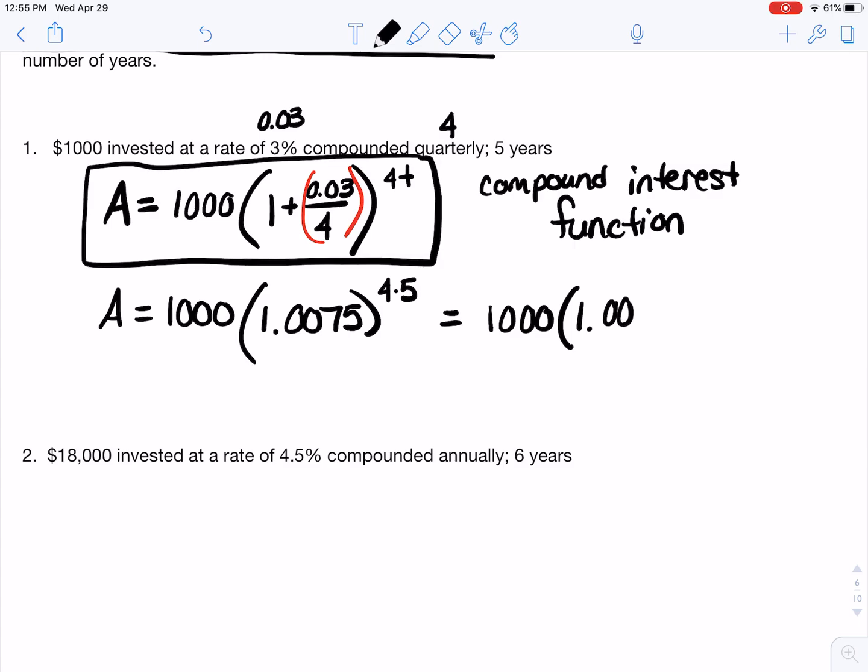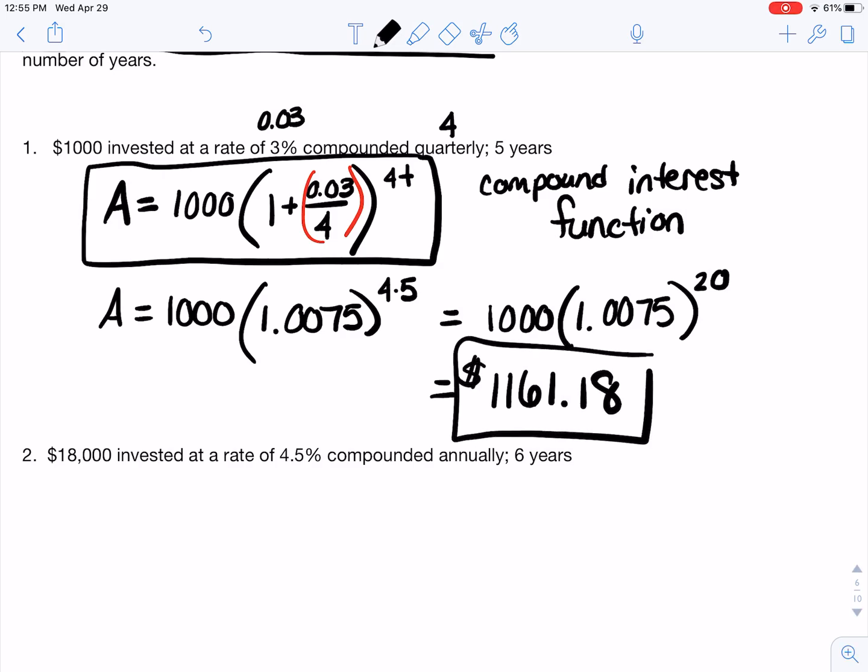So I have 1.0075 raised to the power of 20. When I enter this all into my calculator, and again, I want to round to the hundredths place so it looks like money, I get $1,161.18. If you think about that, 5 years of time has passed. You invested $1,000 and basically you earned $161 just for the bank holding on to your money.